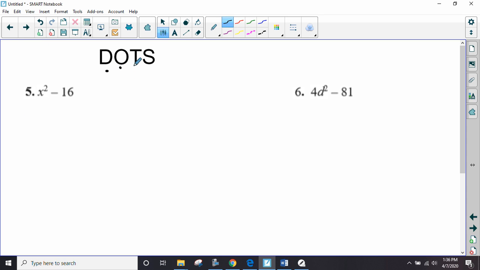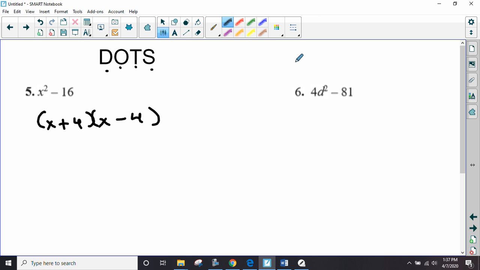Alright, difference of two squares. Okay, and it's also funny that I did dots right there. Remember, this means that this is a perfect square and this is a perfect square. So we're going to have an x. One's going to be a plus, one's going to be a minus. The square root of 16 is 4. That's just kind of how easy that is.